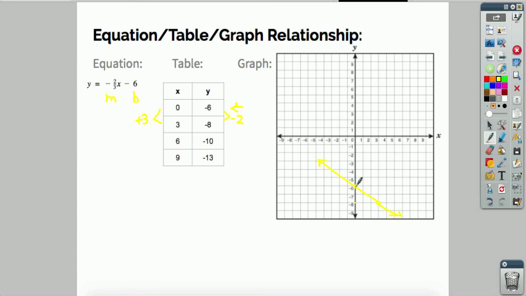I've got a y-intercept, I've got a 0 row, I've got a b value. All of them are related. I have an m value, I have a change in y over change in x, and I have a rise over run value here that are all negative 2/3. So as you can see, they are all related, and that is how we talk about our equation, table, and graph relationship.